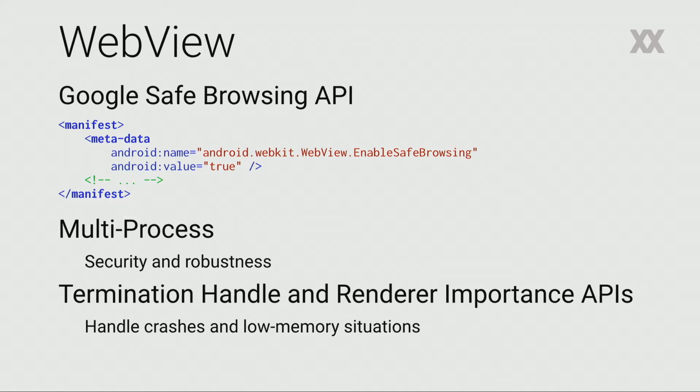The WebView now uses multiple processes, and in particular, there's a render process. So we also have new APIs to deal with those multi-processes. If the render process crashes, you can use the termination handle API to detect the crash and decide what to do in your application. You can crash your application if you want. You can try to restart the WebView, or you can just log something and show a message to the user. It's much more graceful than before.